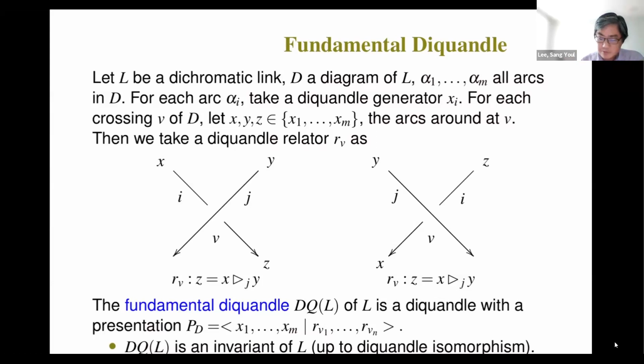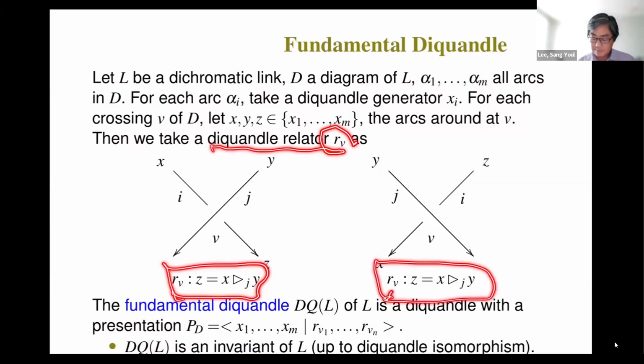As in the classical case, we can also define the fundamental diquandle of dichromatic links. L is a dichromatic link and D is a diagram, and alpha n and alpha m are all arcs in D. Then for each arc alpha i, take a diquandle generator xi. And for each crossing v, x, y, z are the arcs around the crossing v. Then we assign the diquandle relation Rv like this.